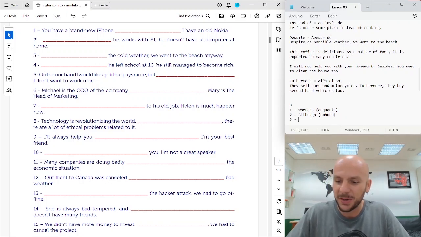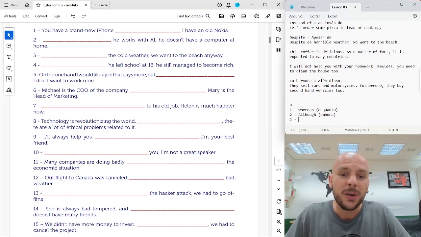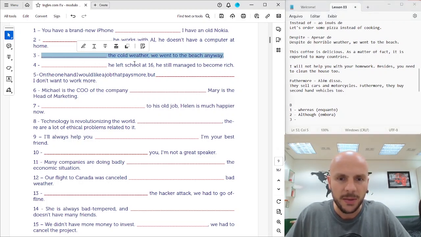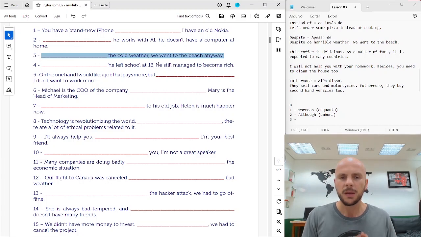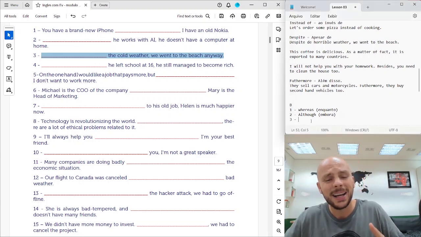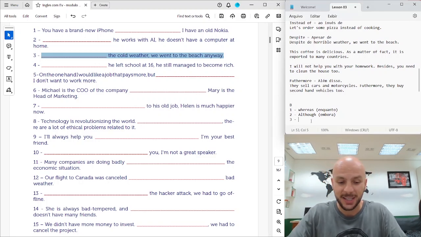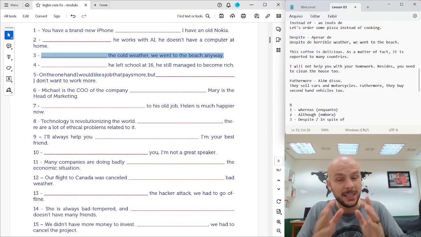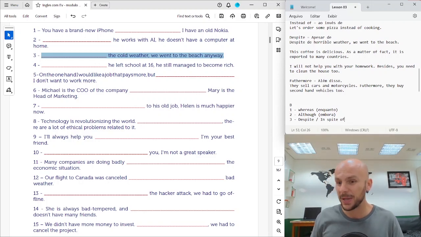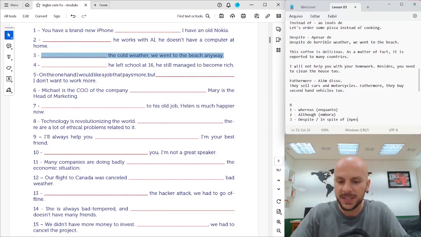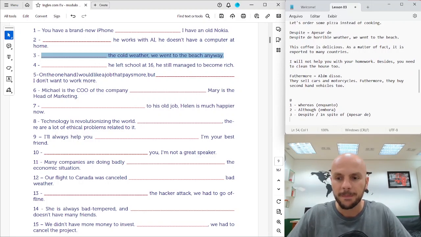Okay? Number 3. The cold weather, we went to the beach anyway. Okay? So the weather was cold, but we went to the beach. Okay? So, apesar do tempo frio, we went to the beach. How do you say apesar in English? Despite, or in spite of. Despite or in spite of, ok? Apesar de, ok?